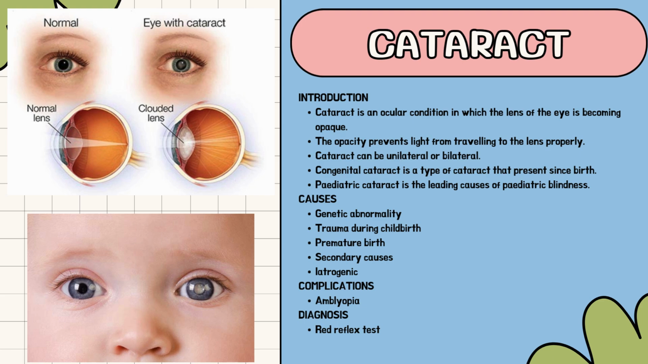The complication in children with cataract is amblyopia, which sometimes people refer to as lazy eye, in which it affects the ability to see clearly out of both eyes. And it is common in unilateral. One of the diagnoses that can be made is by doing the red reflex test, which is done at every visit for newborn.